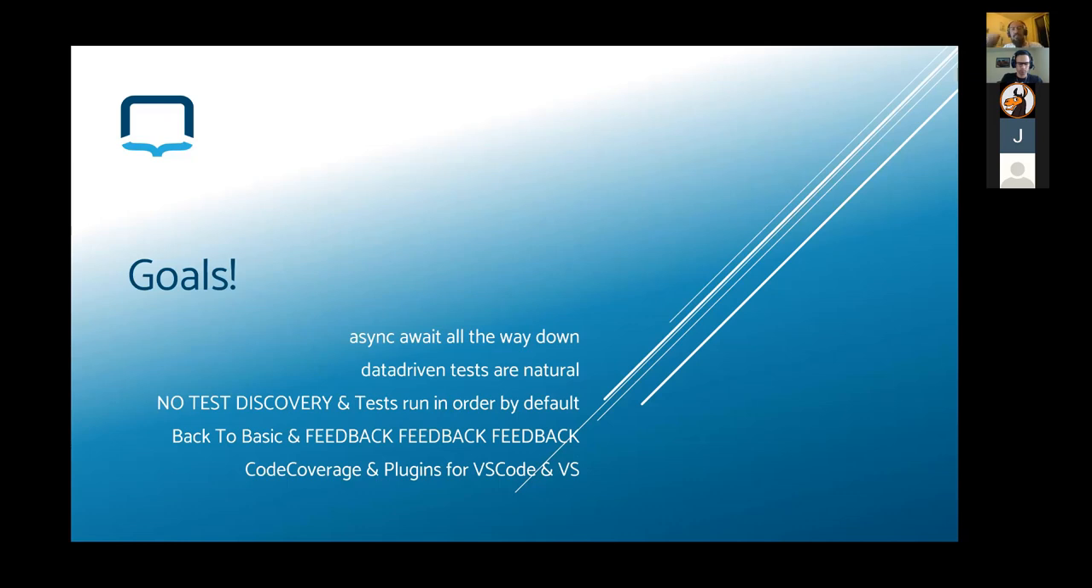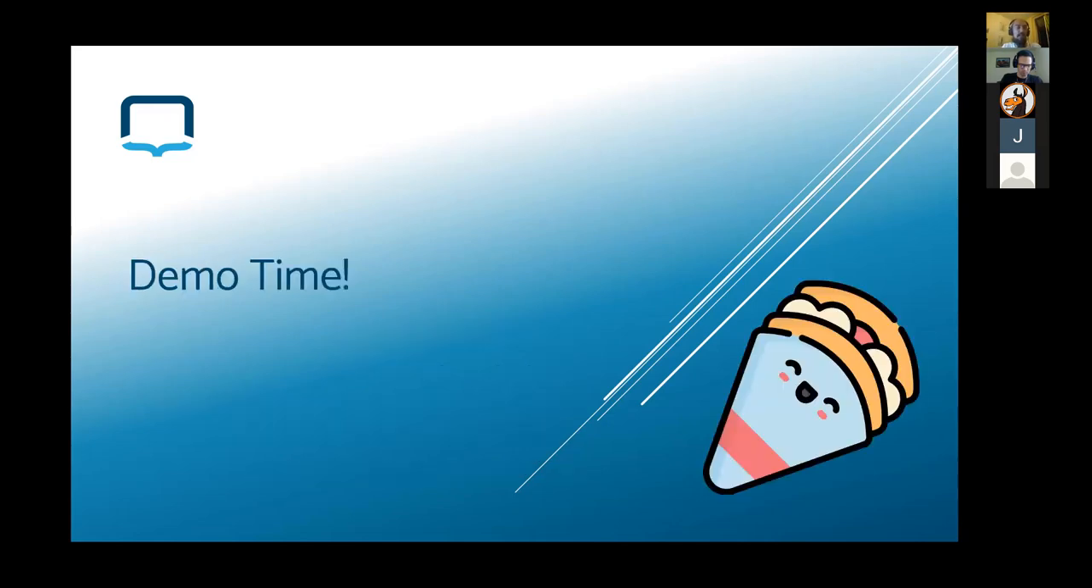The next goals are a little bit technical. All async all the way down, data-driven tests are natural, no test discovery. So there are no reflection costs to do test discovery, and we really go back absolutely to the basics. You write a console application and you write tests. Code coverage and all the other stuff are future goals, but okay.